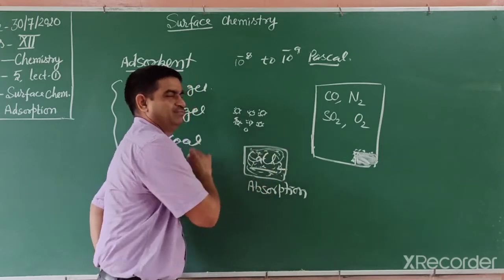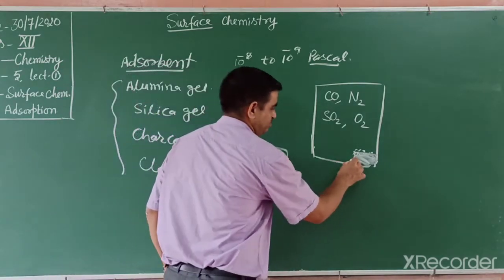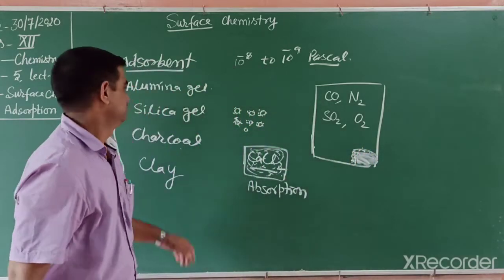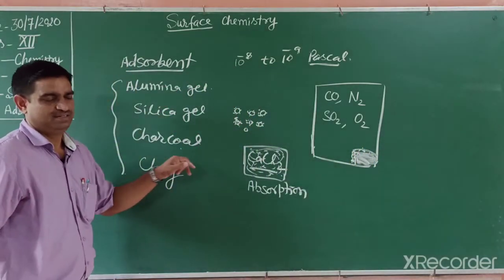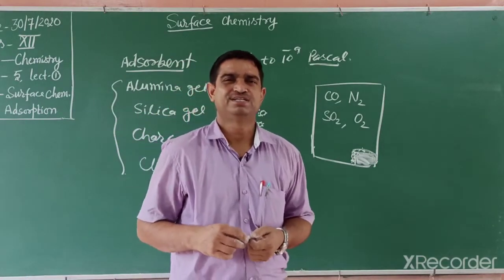So the calcium chloride absorbs the water molecules and changes into a liquid state. It absorbs all the molecules. That is absorption. But there is also adsorption, where the molecules occupy the surface. So this is the difference. They are good adsorbents in our daily life. This is an example given in your NCERT book.